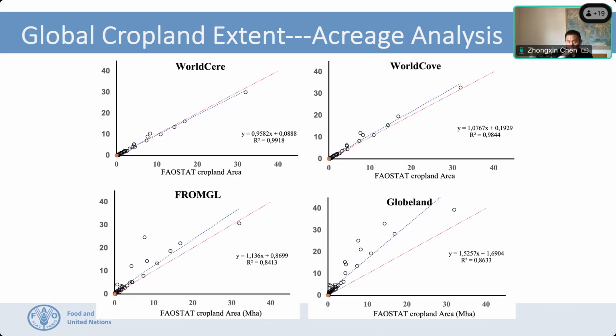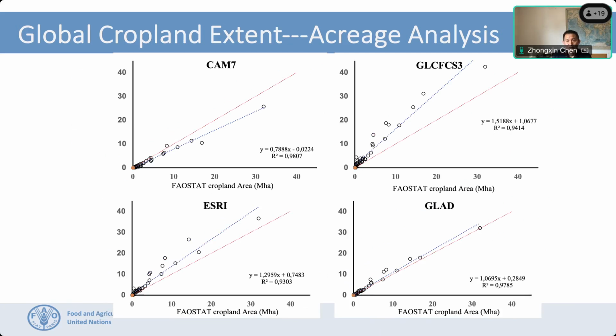We can see that for the crop area expected, they have very high accuracy for R square, and the CAM7 is also very high.